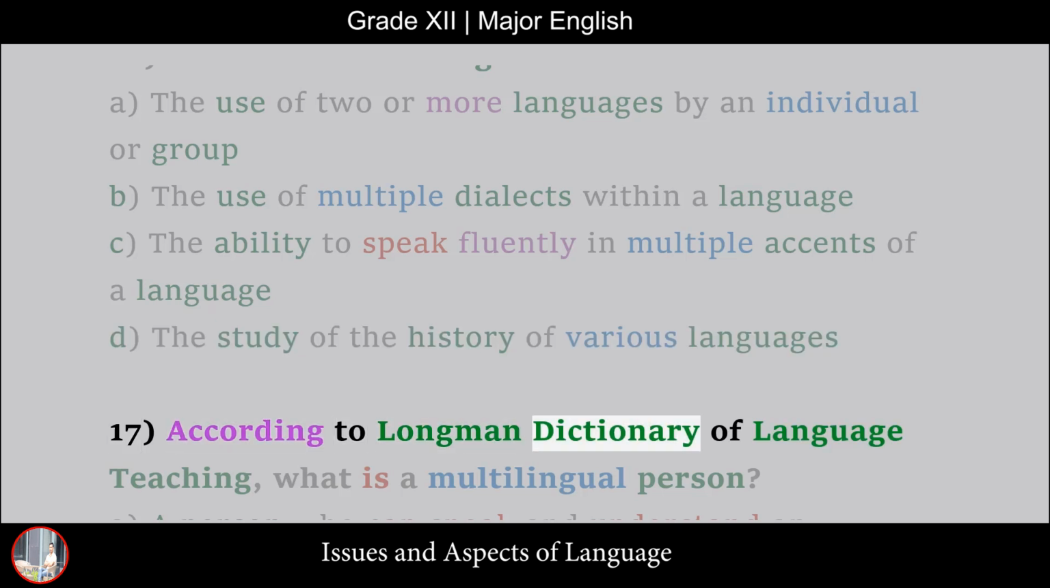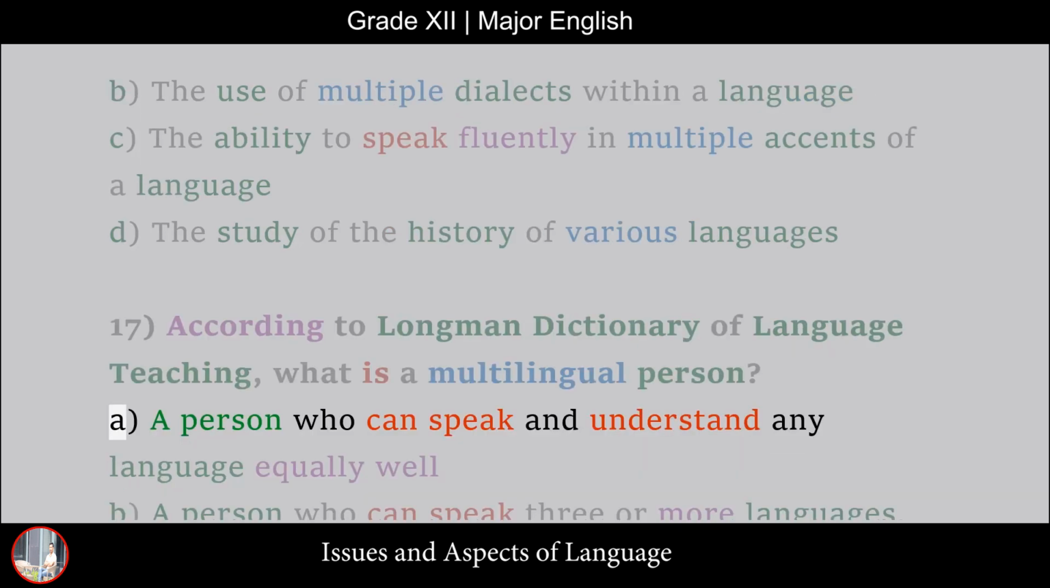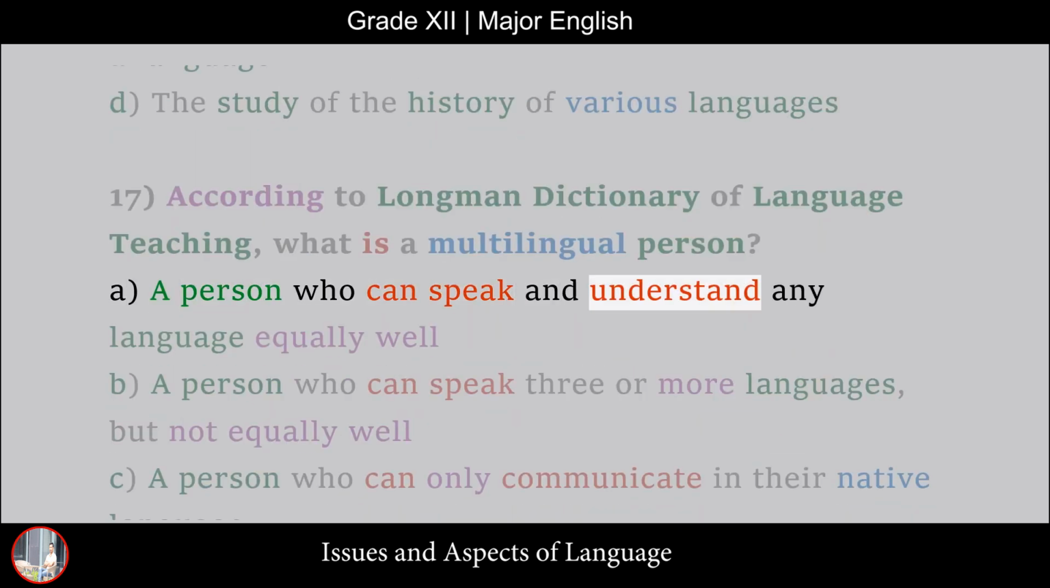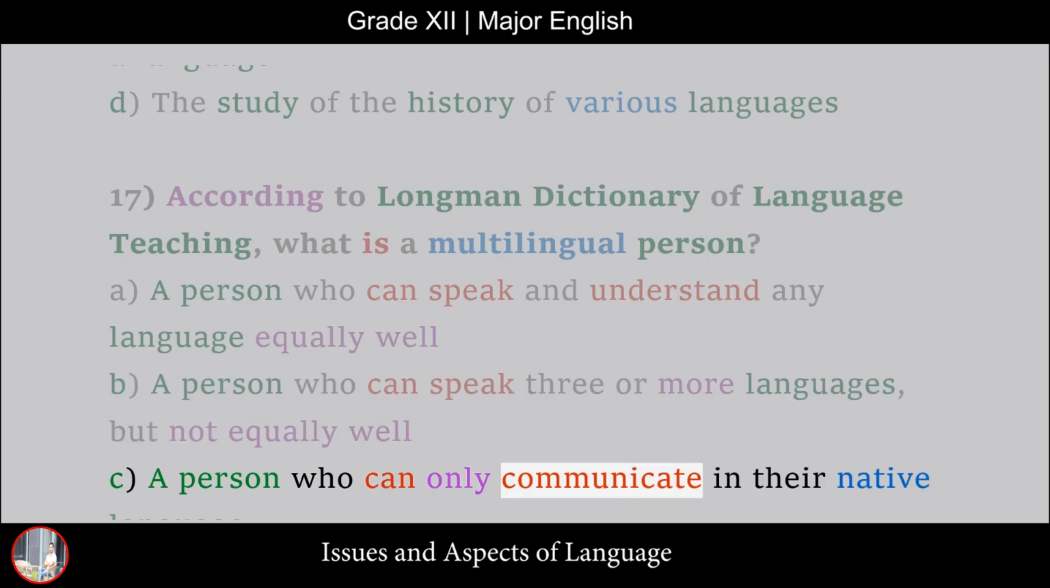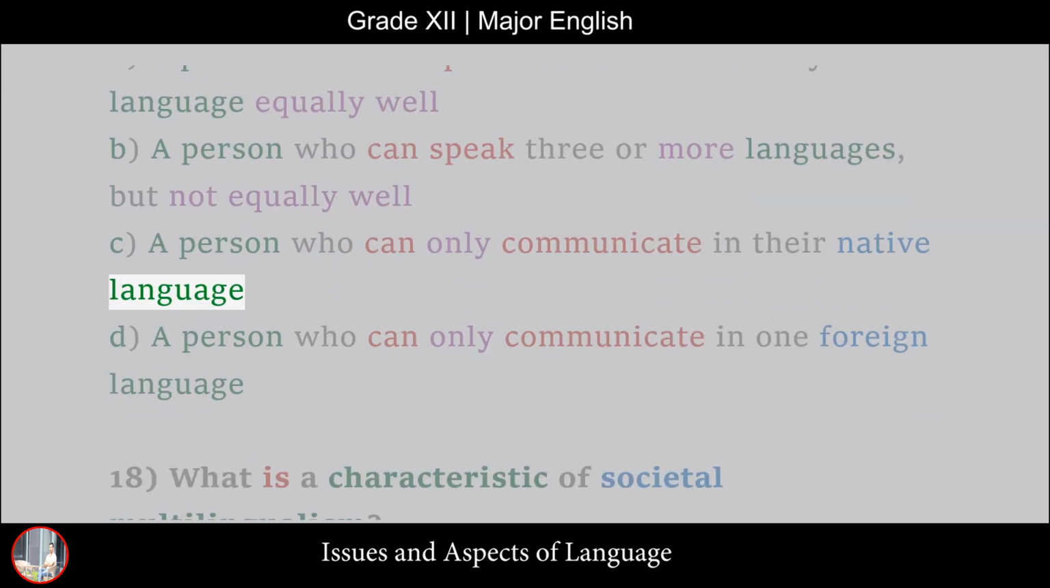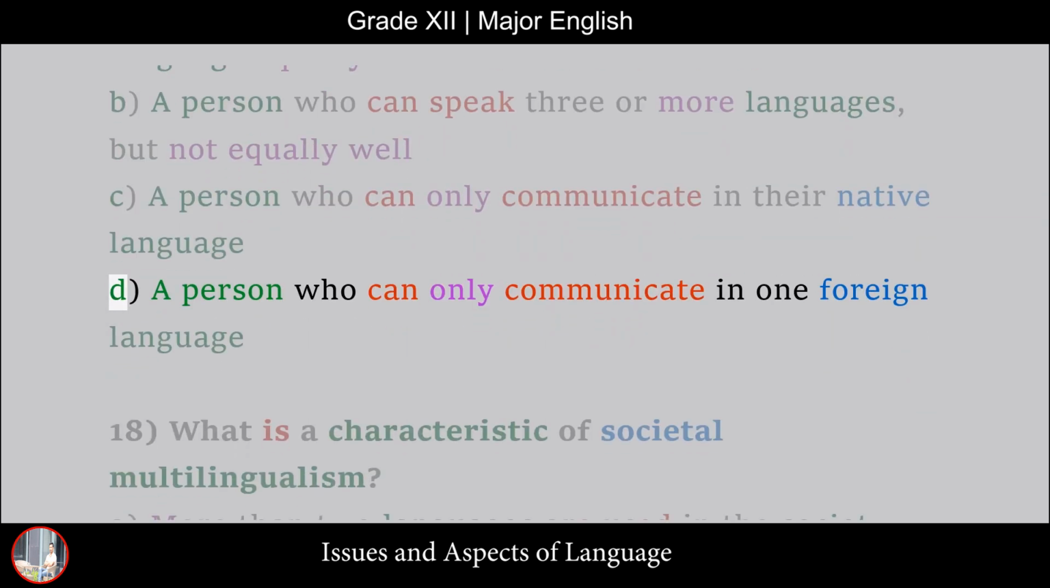17. According to Longman Dictionary of Language Teaching, what is a multilingual person? A. A person who can speak and understand any language equally well. B. A person who can speak 3 or more languages, but not equally well. C. A person who can only communicate in their native language. D. A person who can only communicate in one foreign language.